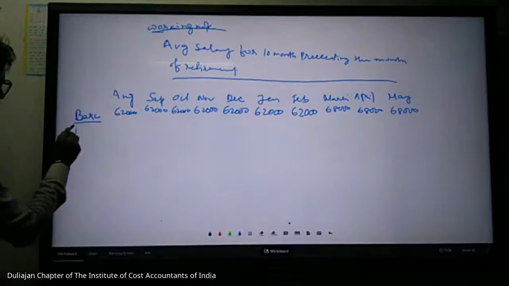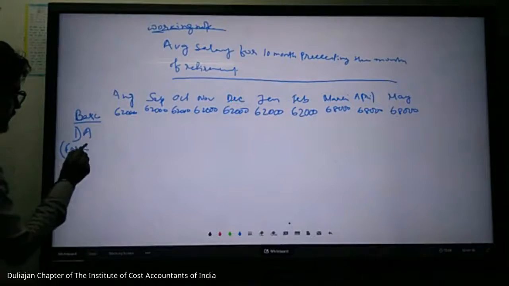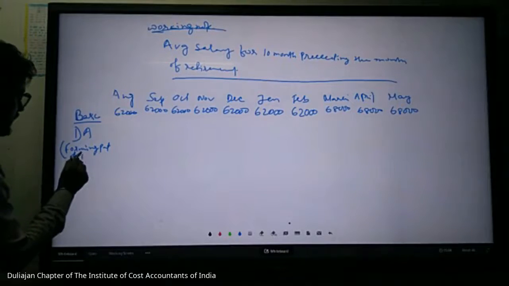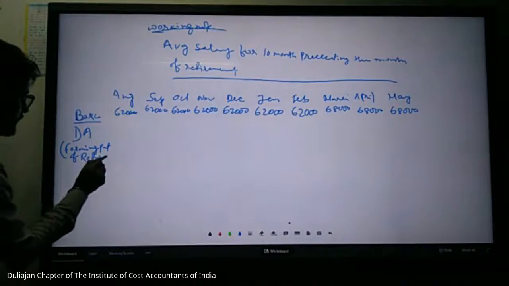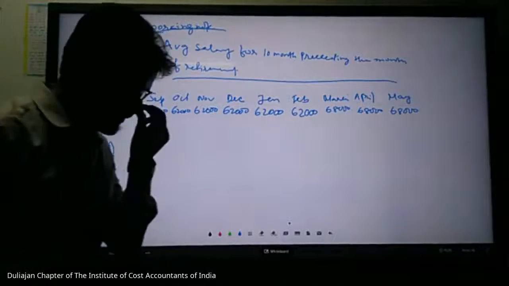Okay. Now DA. DA forming part of retirement benefit. How much is the DA? 20%.